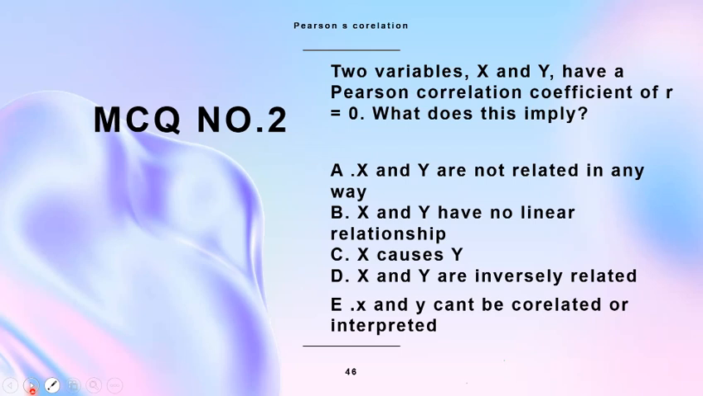What does this imply? X and Y are not related in any way. X and Y have no linear relationship. X causes Y. X and Y are inversely related. X and Y cannot be correlated or interpreted.